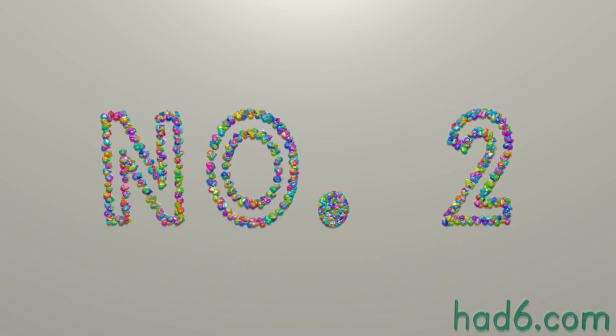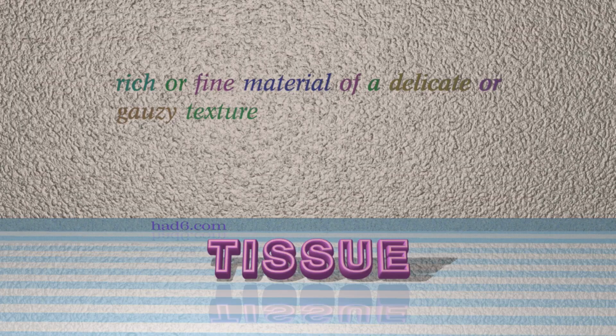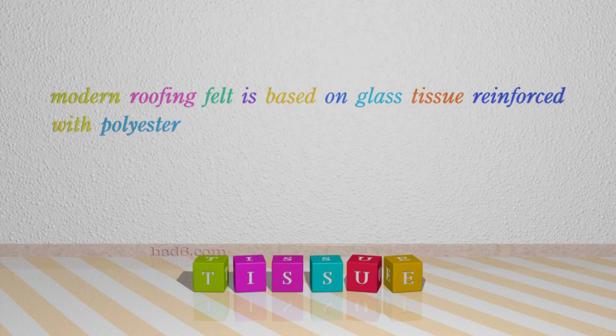Number 2. Tissue. Which means rich or fine material of a delicate or gauzy texture. Tissue. For example, modern roofing felt is based on glass tissue reinforced with polyester.